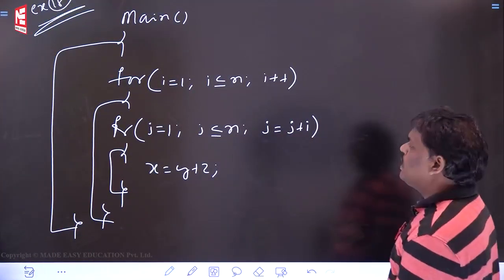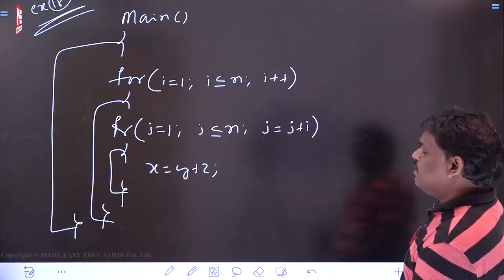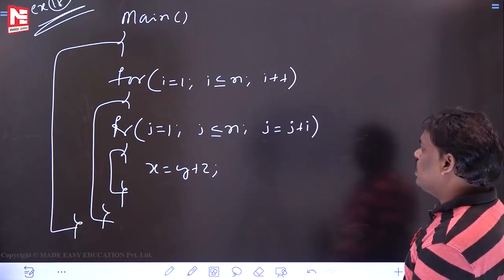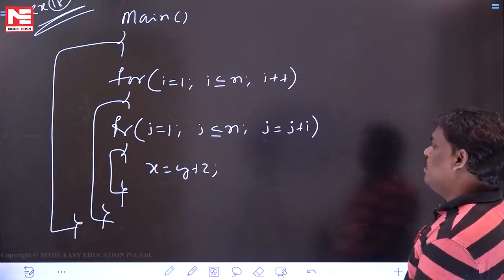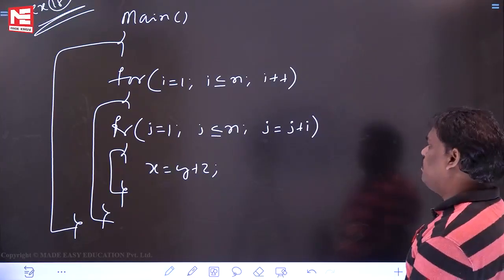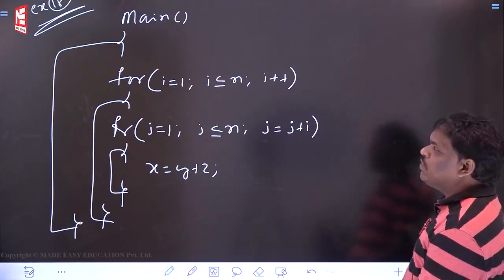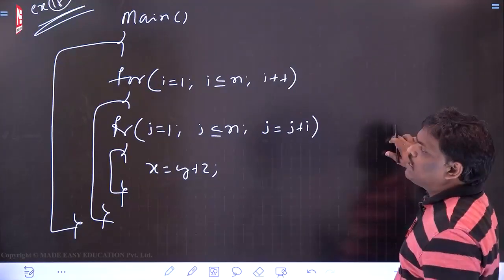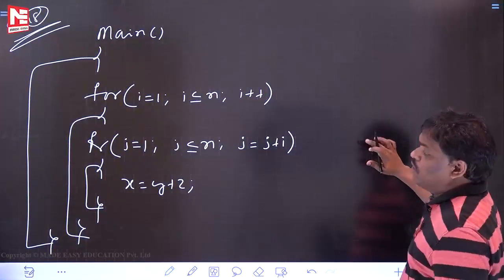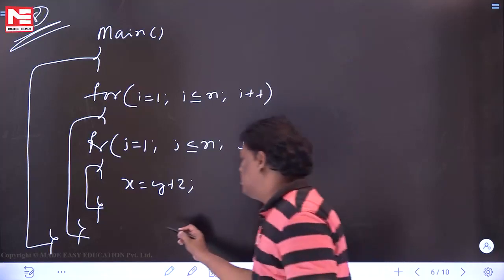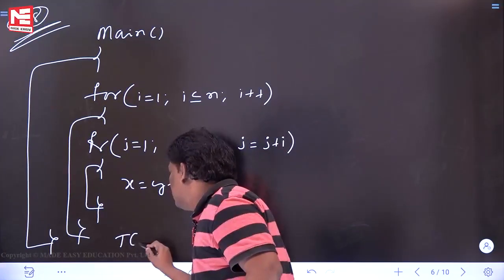Main: for i is equal to 1, i less than or equal to n, i plus plus. For j is equal to 1, j less than or equal to n, j is equal to j plus i. x is equal to y plus z. Please be careful. This is a very interesting one. Make sure you know the answer of this problem. So now the question is, what is the time complexity? What is the time complexity they are asking? Assume.